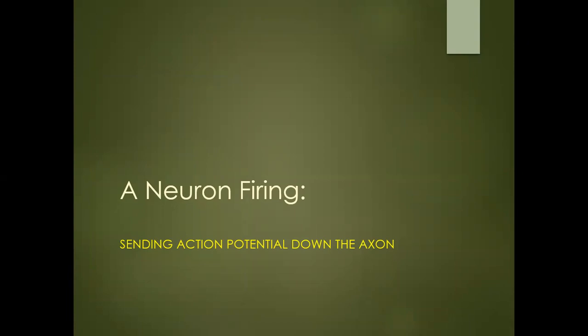And really the neuron firing, how we typically talk about it, what we're referring to is the movement of the signal down the axon. That is the neuron firing when we talk about it. It's not the communication, which involves the entire neuron. This is the firing portion of this. So this is going to be sending the action potential down the axon.